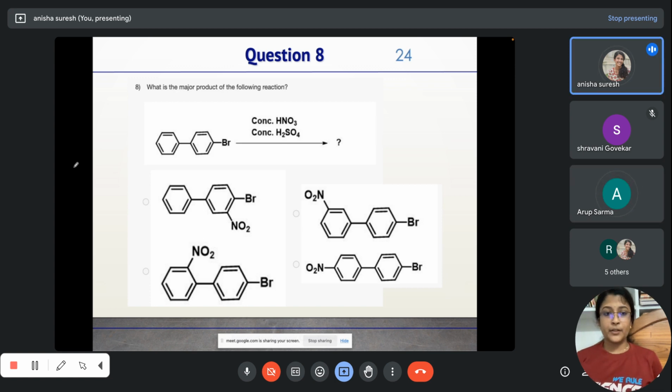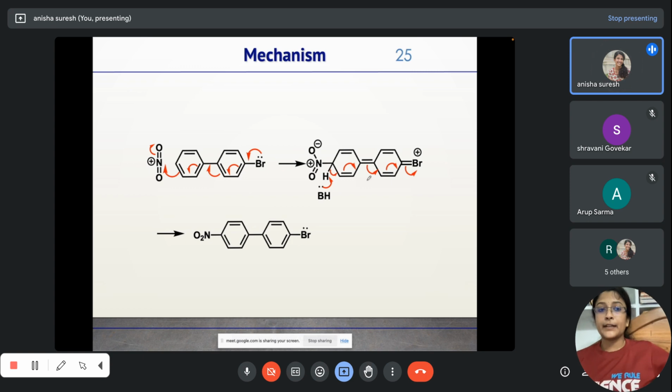I will mark Option A. A, B, C and D. Option A can be one of the products, but the correct answer will be option D, because it will undergo more resonance in case of nitration at this position when we consider. Let us see the mechanism here.